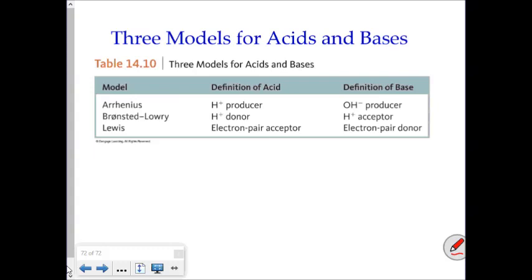Last but not least, this is already on your notes, but it puts all 3 together at once, so you can compare them. Definitely need to know all 3 definitions at any time to be able to explain them conceptually. Any questions?